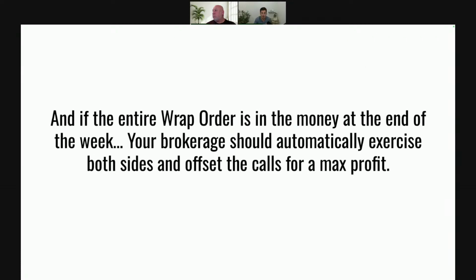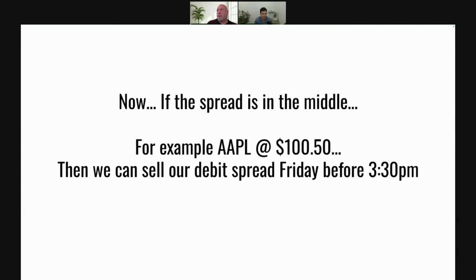And if the entire wrap order is in the money at the end of the week on expiration day, your brokerage should automatically exercise both sides and offset the calls for a max profit. You can always sell it early if you want to and get close to a max profit. However, if you hold it through expiration day and you're all the way in the money, they offset for a win, for a max profit.